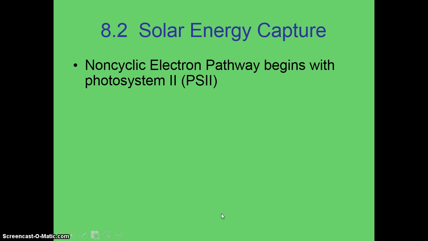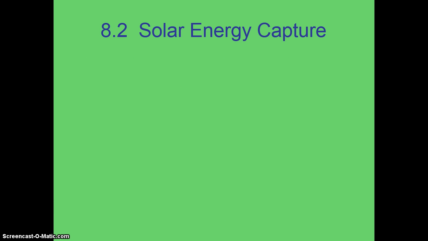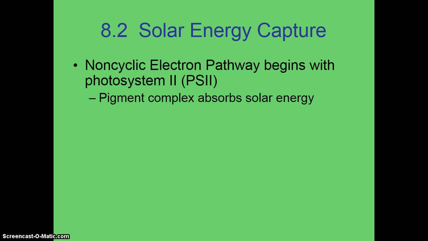The non-cyclic electron pathway is going to start with photosystem 2. We're going to talk about photosystem 2 and photosystem 1. They're not in order. It starts with photosystem 2, then photosystem 1. They're not named for the order they happen in. They actually are named for the order that they were discovered in. So photosystem 2 was discovered second, but it's what happens first in the non-cyclic electron pathway.